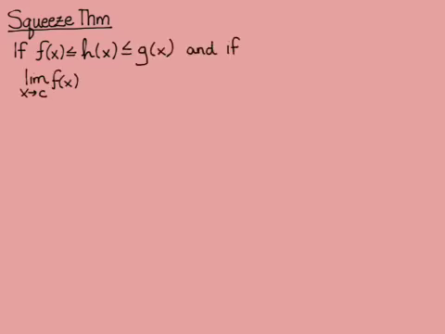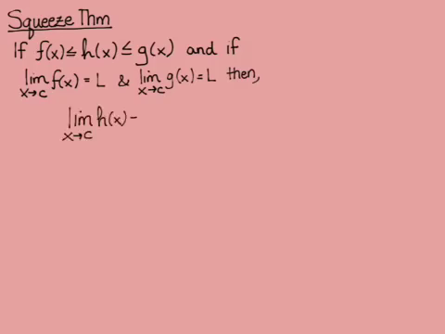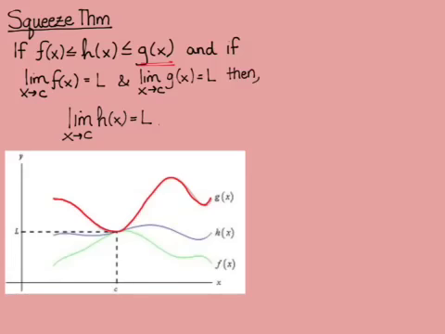The squeeze theorem says if f of x is less than or equal to h of x, and that's less than or equal to g of x, and if the limit as x goes to c of f is L, and the limit as x goes to c of g is L, then the limit as x goes to c of h is L. Let's look at a picture to see what this theorem is saying.